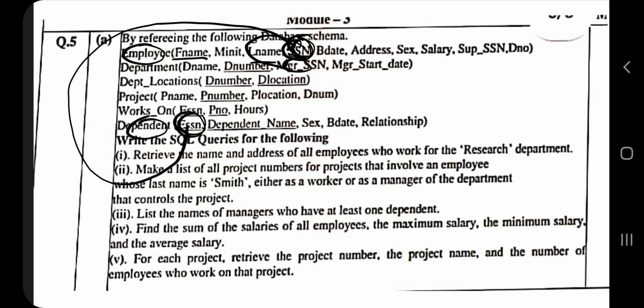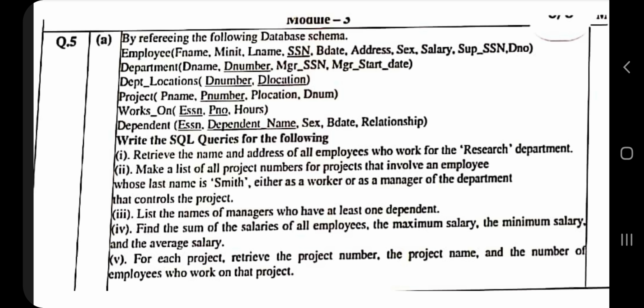Okay, so we are selecting the managers who have at least one dependent from both the tables, like the department and the dependent. So why we are considering the department also is because it's not that the employee's dependent, it is a manager's dependent. So we just need the persons who are managers, their dependents. That's why we connected this one and this one.